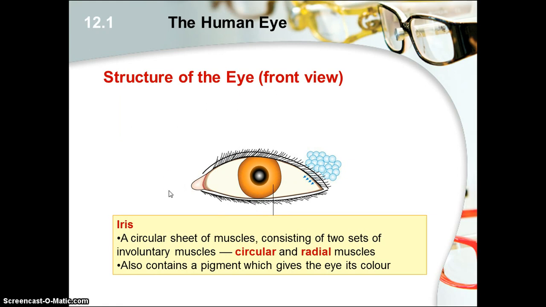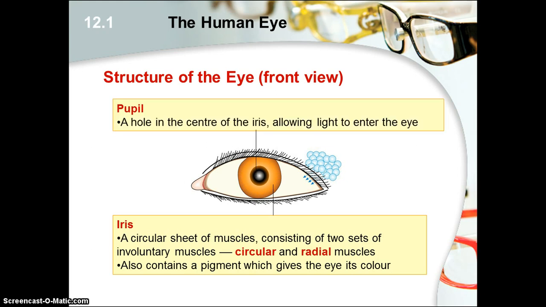The iris, the central part of the eye, colored orange here, refers to the circular sheet of muscles, which has two sets of muscles, the circular and the radial muscles. It also contains a pigment that gives the eyes the color we usually see, sometimes blue, green, or usually dark brown. The pupil is a hole in the center of the iris, which allows light to enter the eye.